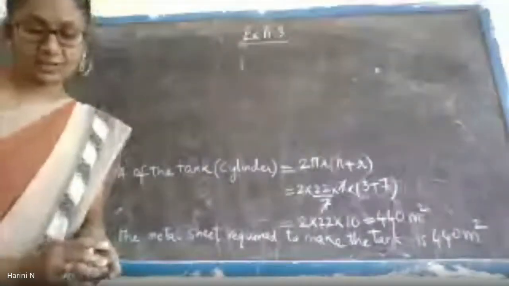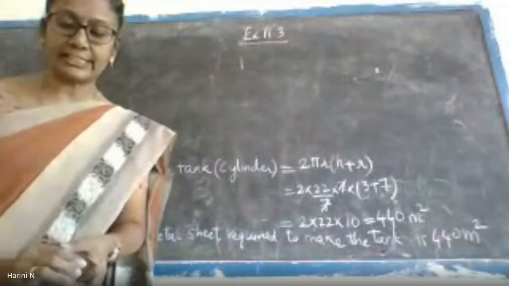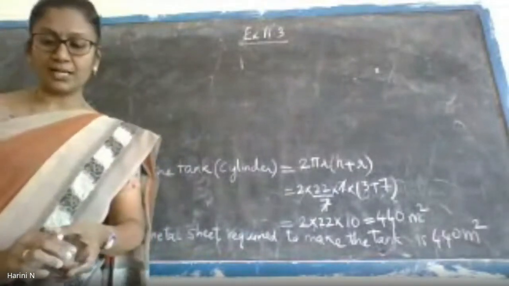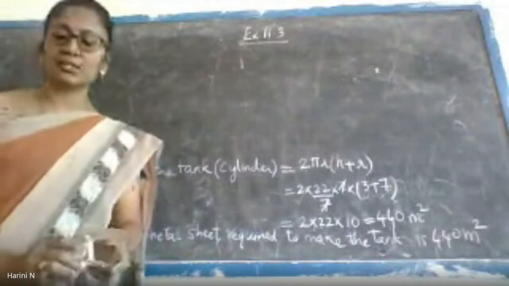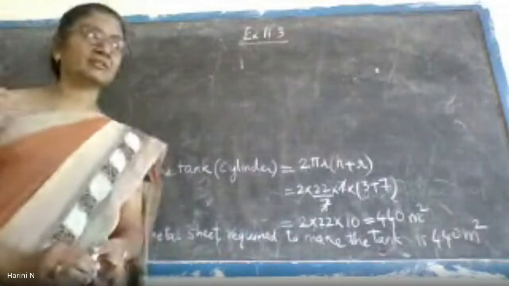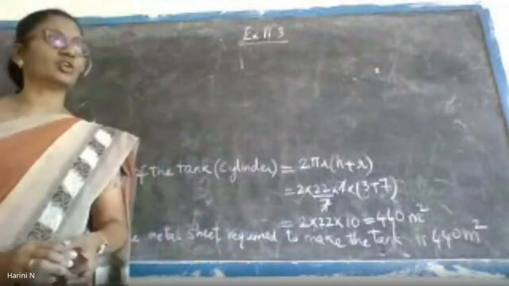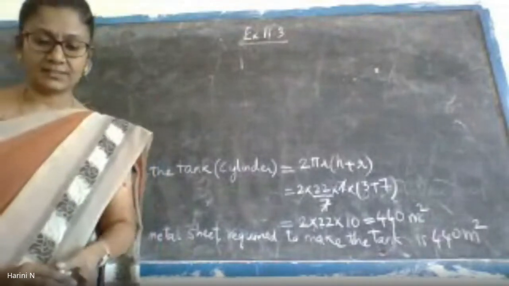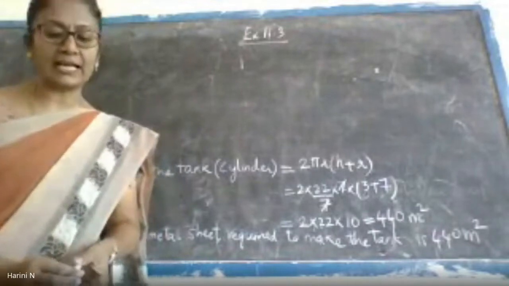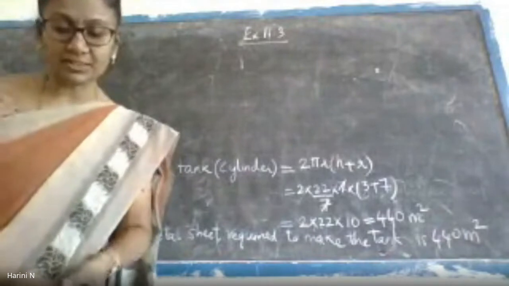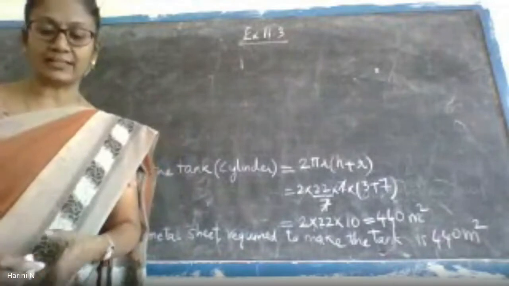Let us look at the 8th problem. The lateral surface area of a hollow cylinder is 4,224 centimeters square. So the lateral surface of the cylinder is given. Lateral surface means it is the curved surface. Because we are talking about a cylinder, you must understand we are talking about the curved surface. It is cut along its height and formed into a rectangular sheet of width 33 centimeters. Find the perimeter of the rectangular sheet.